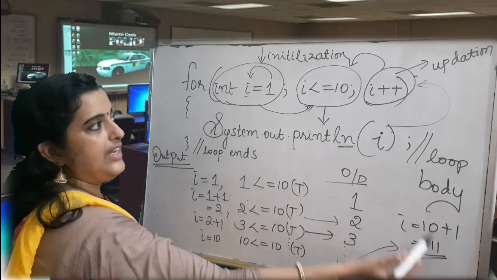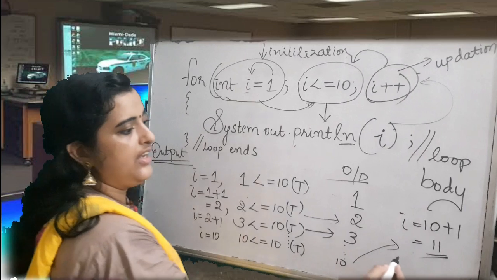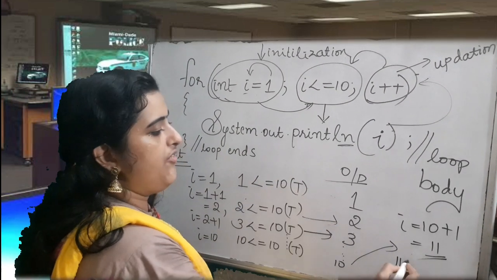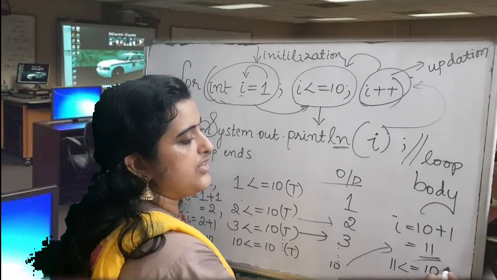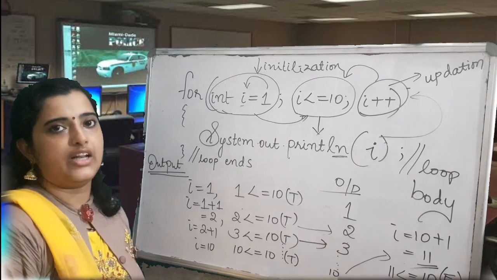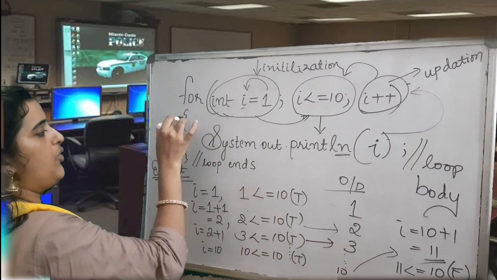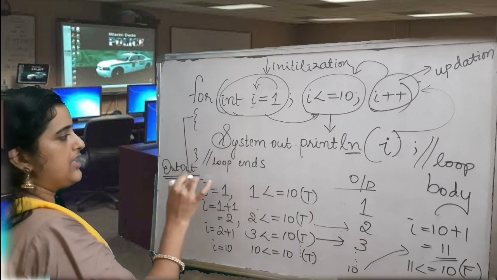And after incrementation, we know condition checking will take place. So here you can see you are checking whether 11 is less than or equal to 10. So here your condition evaluates to false, a boolean value false. When your condition is false, your loop body will get terminated.